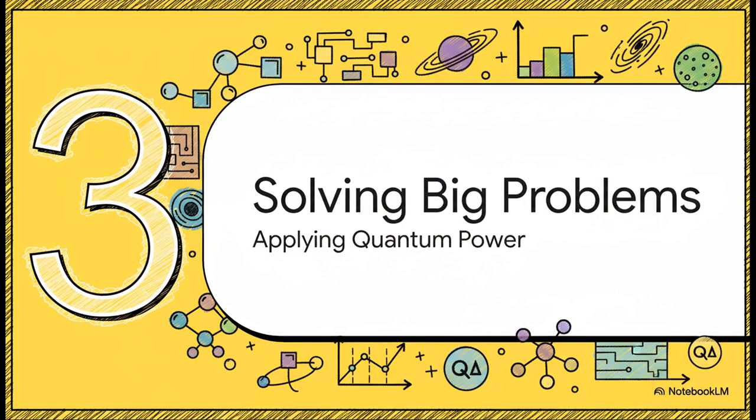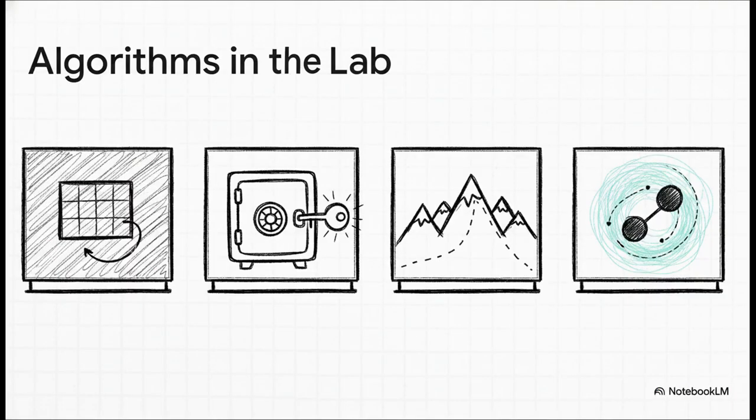Okay, so we've seen how they test the platform. Now let's go to the wing of the lab where they actually put all that power to work. This is where they aim these quantum algorithms at problems that are practically impossible for our normal classical computers to solve. And this right here shows you the potential.